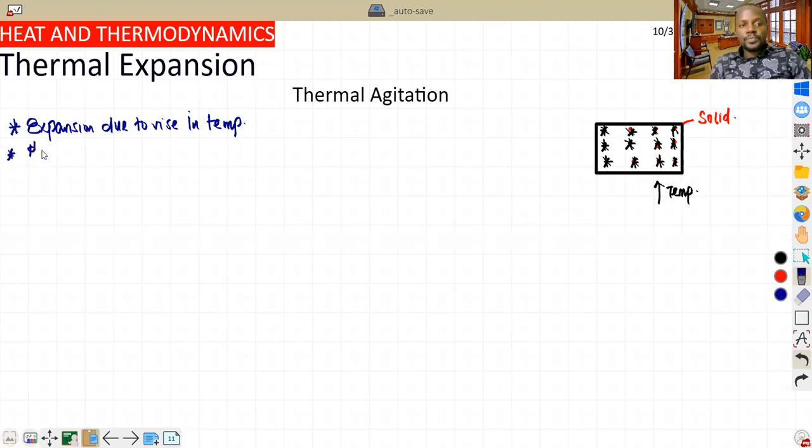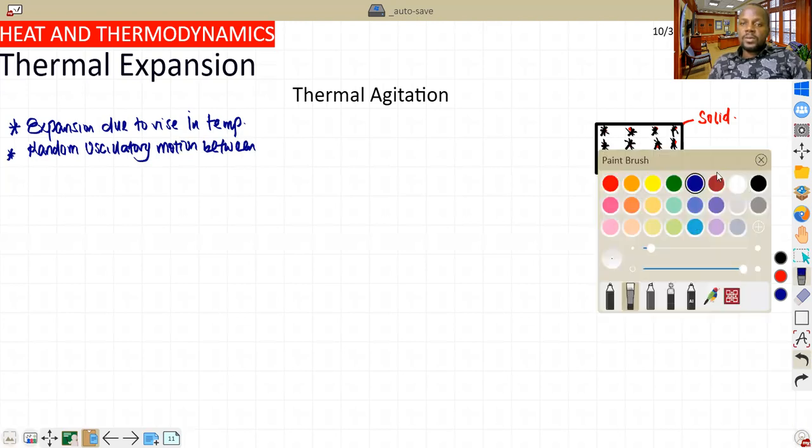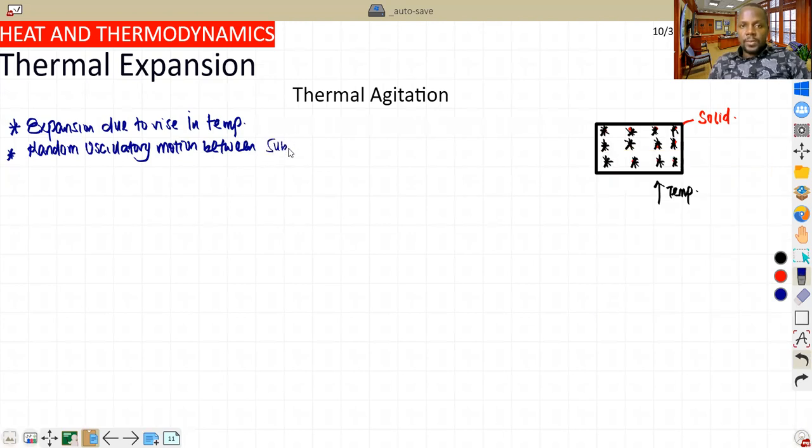The random oscillatory motion between molecular substances is called thermal agitation. This thermal agitation is the result of an increase in temperature.